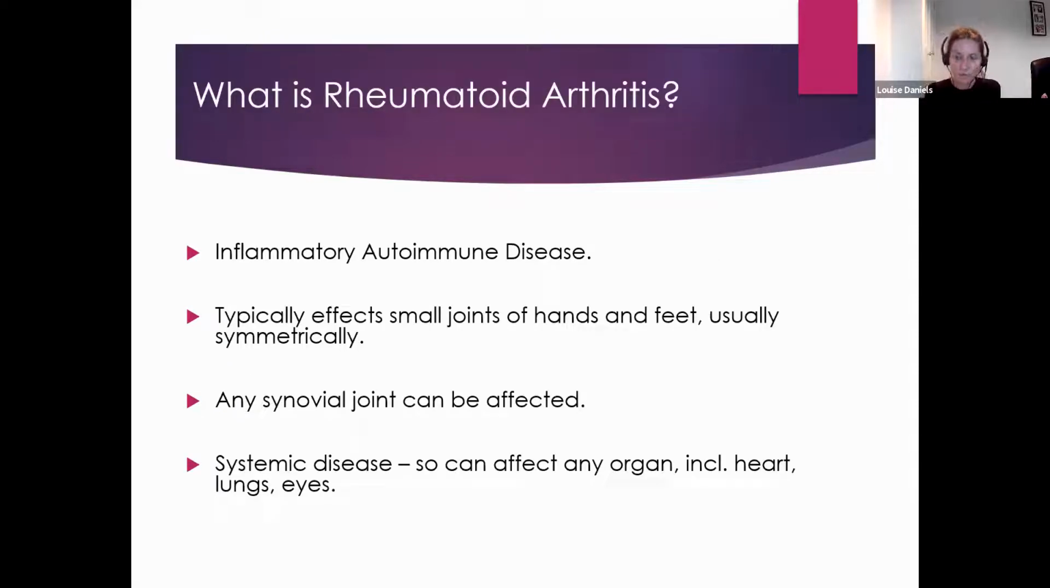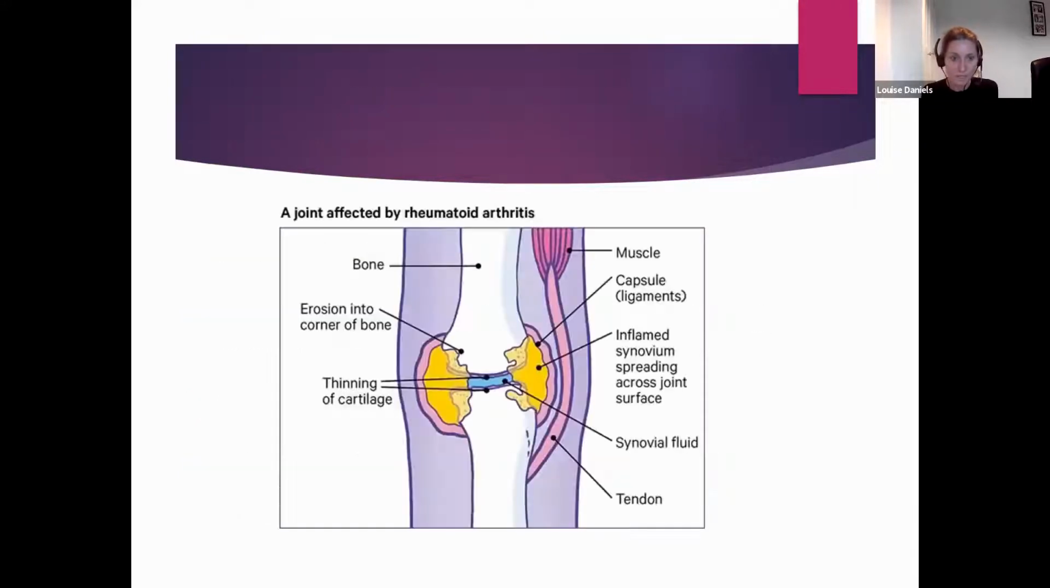So rheumatoid arthritis is an inflammatory autoimmune condition. It typically affects the small joints in the hands and feet, and it's usually symmetrical. Any synovial joint in the body can be affected. And it's a systemic disease, it's autoimmune, and so it can affect any organ, not just the joints. You can get heart, lung, eye involvement, skin involvement, any organ.